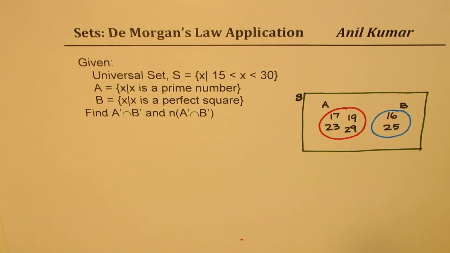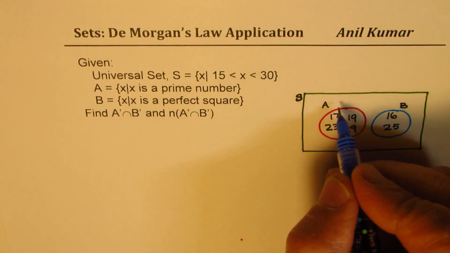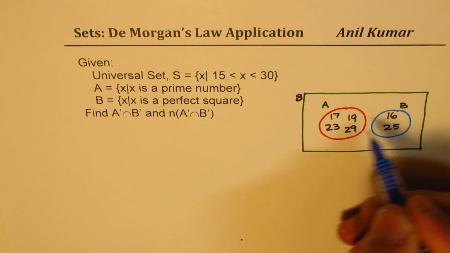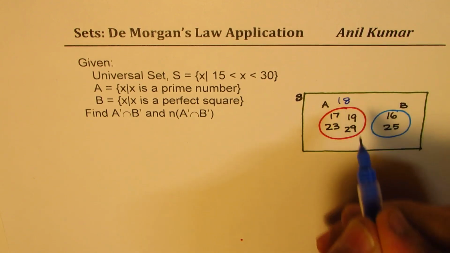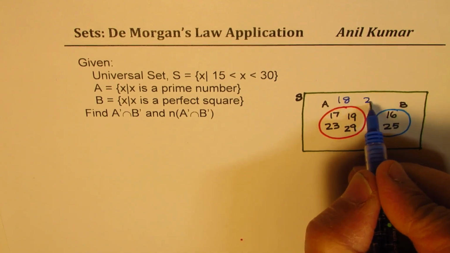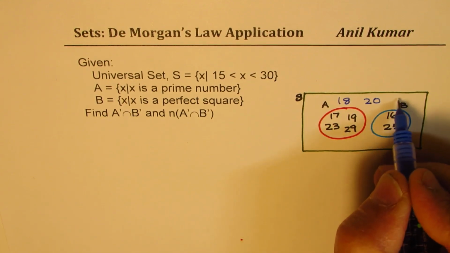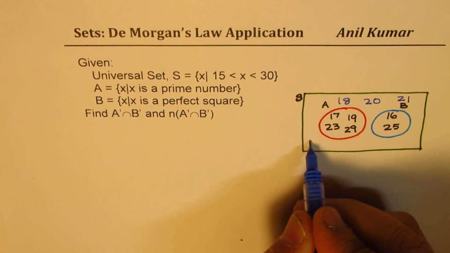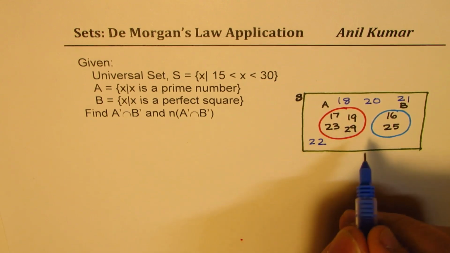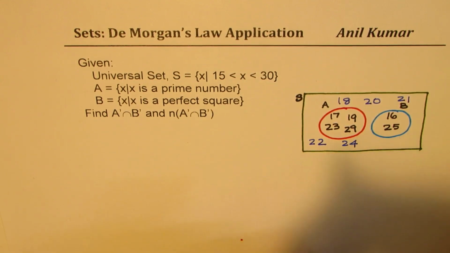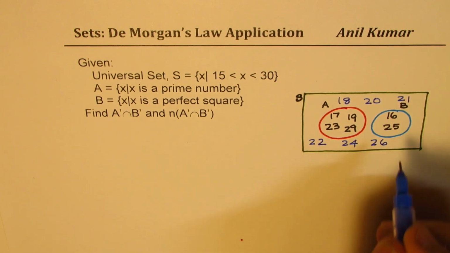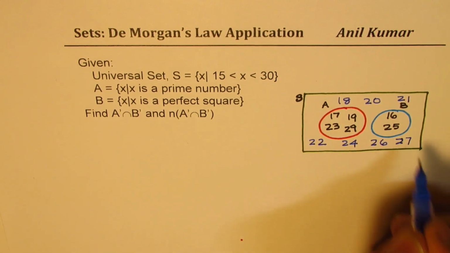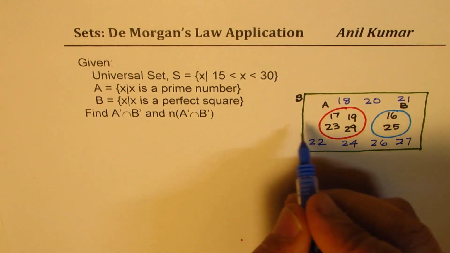So all other numbers are outside these numbers within our universal set. So let's make a note of those. Above 15, we can write 16, but 16 is here, 17 is there. So we're left with 18, 19 is there. Then we can write 20, 21. Then we can write 22, we will write here 22. 23 is there, we can write 24, 25 is there, 26, and then we have 27, and we have 28. So let me write 28 here.